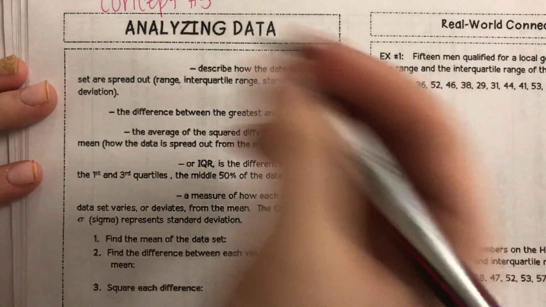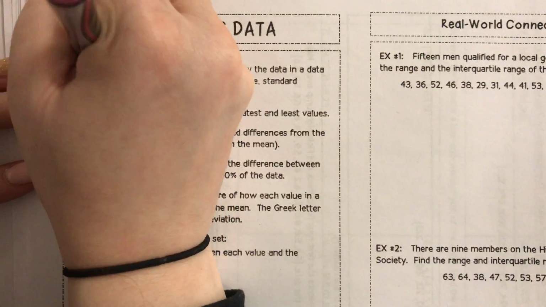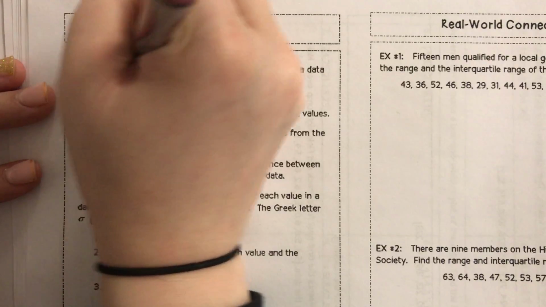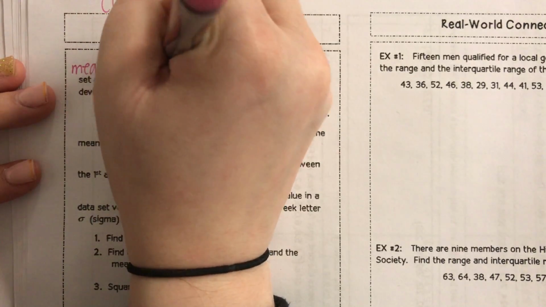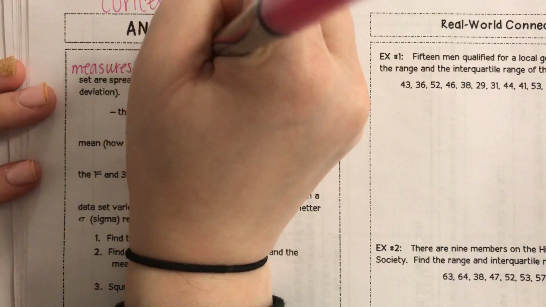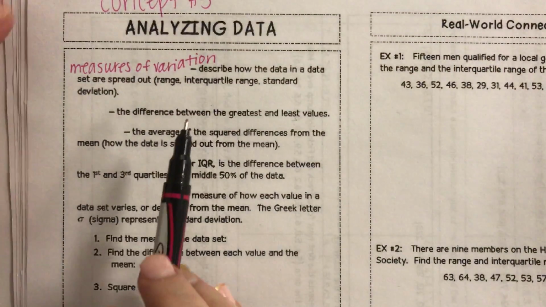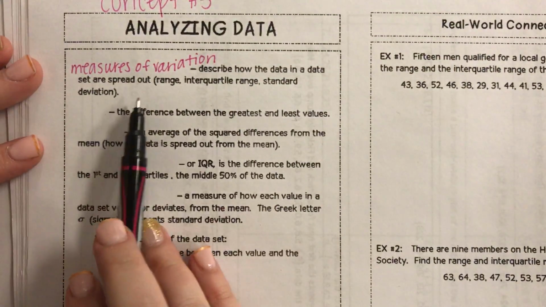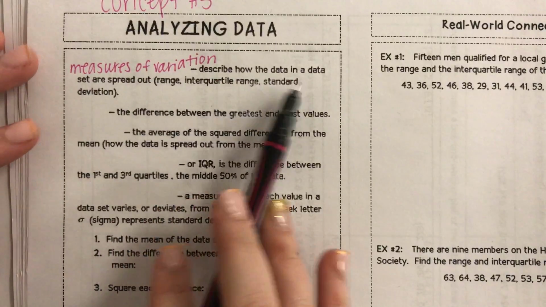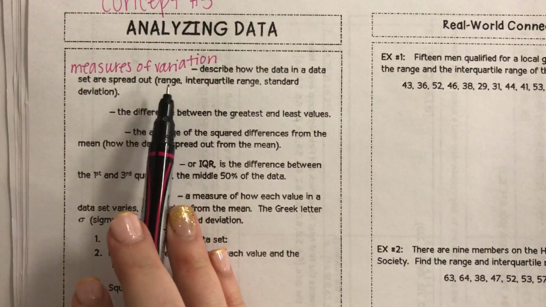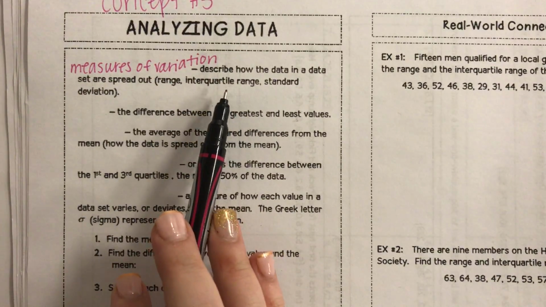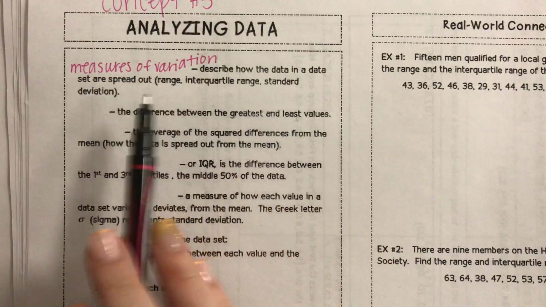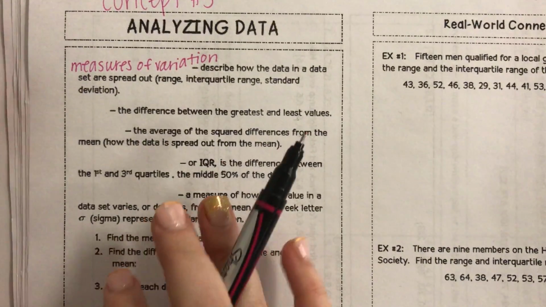So measures of variation, which we talked a little bit about in concept number 4, describe how the data in a data set are spread out. Range, interquartile range, standard deviation. We've talked a little bit about range and interquartile range, but we haven't talked about standard deviation, which we're going to do in this section.